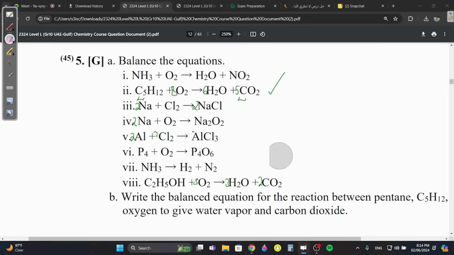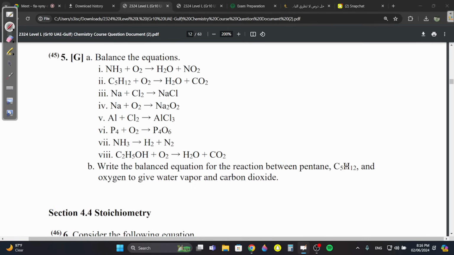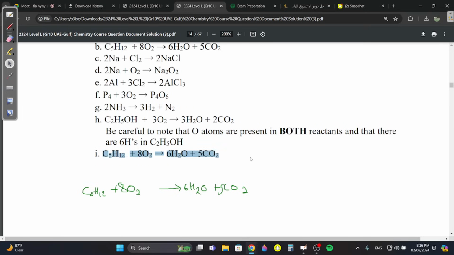Part B, let me erase all this. Write the balanced equation for a reaction between pentane, C5H12, and oxygen to give water vapor and carbon dioxide. You start by writing C5H12 plus O2 to give water vapor H2O plus CO2, and then you should balance C5, so multiply this one by 5. And you have 12 here, so multiply this one by 6. Now check your oxygens. 6, and then here you have 10, so 16, so you put an 8 here. Is that the same? Yes.